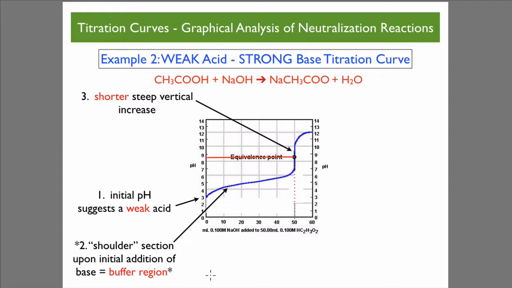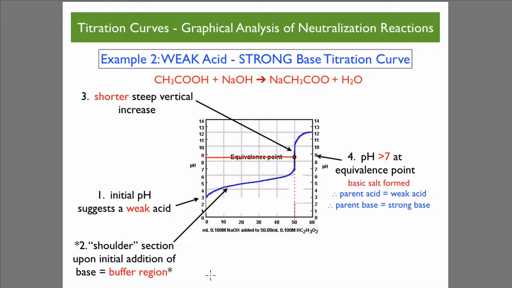The equivalence point is not at pH 7. It's above 7. So we know that a basic salt is formed. The parent acid is weak and the parent base is strong. The volume of base needed to reach the equivalence point is 50 milliliters.